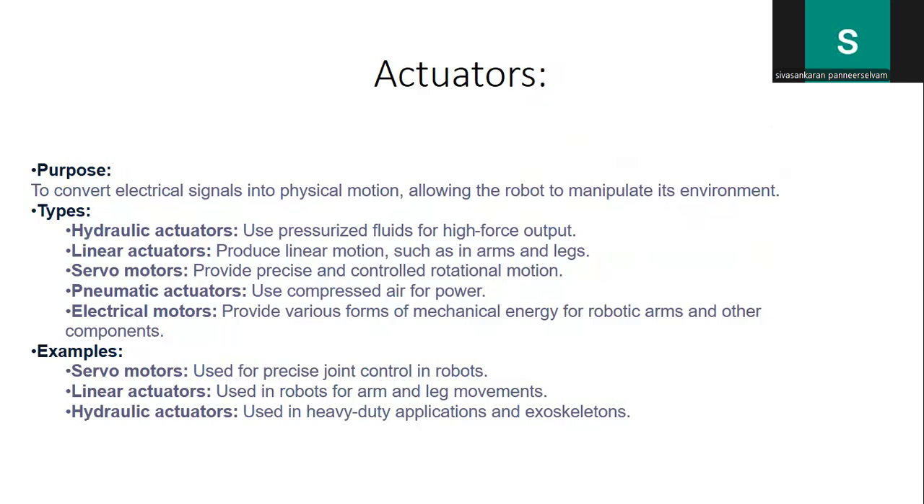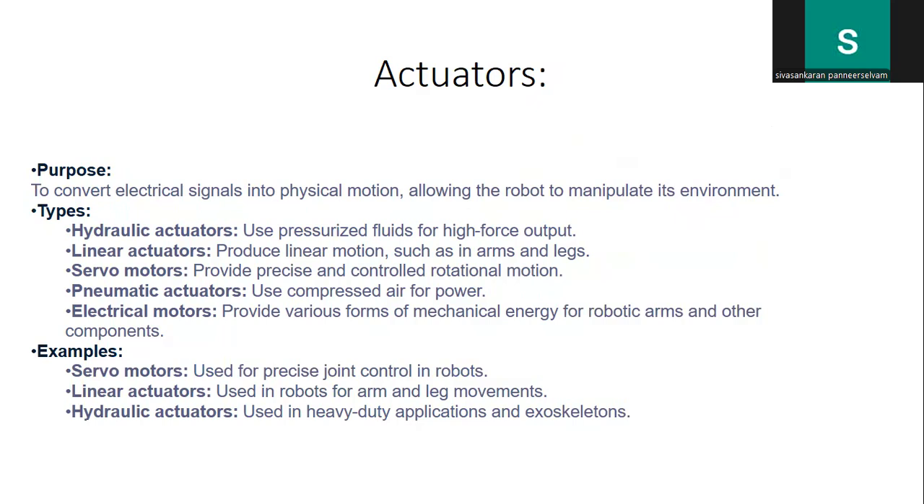What do you mean by an actuator? What is the purpose of an actuator? What are the different classifications of actuators and the typical applications? An actuator converts the electrical signal into a physical motion so that it allows the robot to manipulate its body components to adjust according to the work environment.